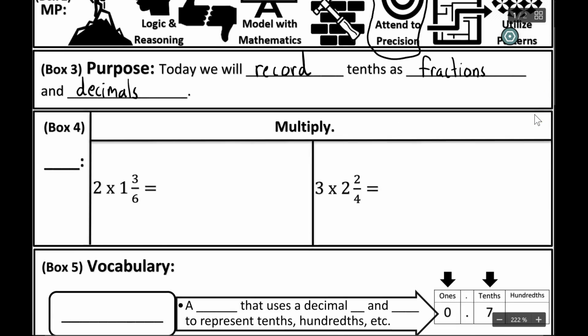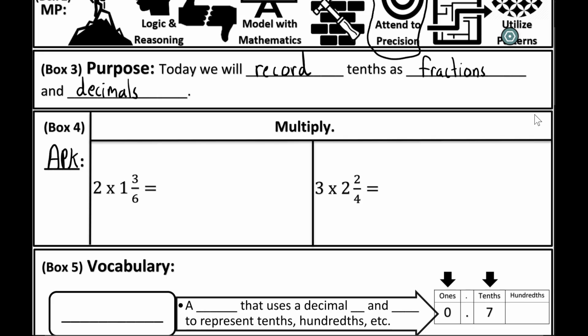Going into box 4, our APK, activating our prior knowledge from the previous lessons. I know a lot of you kind of had a difficult time with this, so let's see if you guys remember how to do these. And the instructions read as multiply, okay? So we have a whole number times a mixed number. So I have, in our first APK problem, I have 2 times 1 and 3/6.